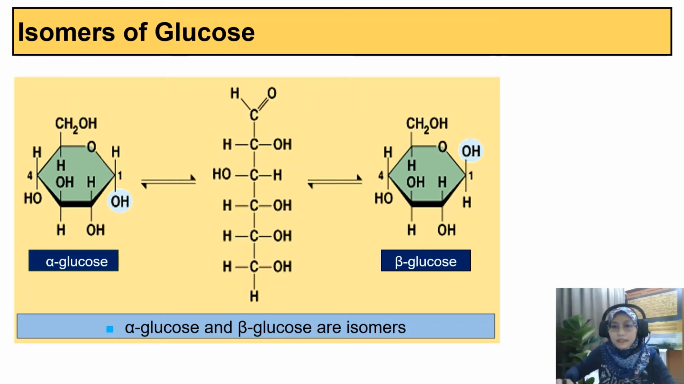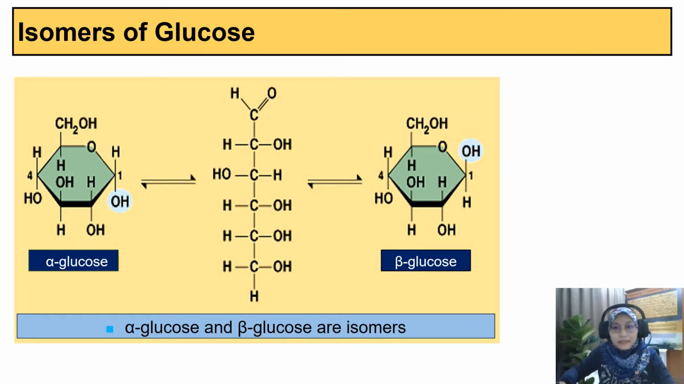So from here, we can label the carbon number. Here is carbon number 1, number 2, number 3, 4, 5, and 6. So this molecule is known as alpha glucose. Do you know why? Yes, exactly. Because OH projects below the plane.